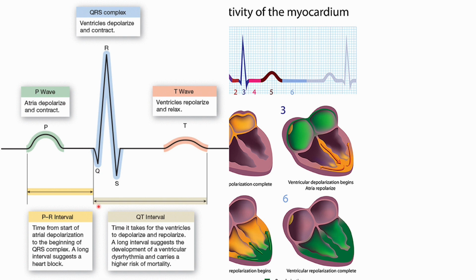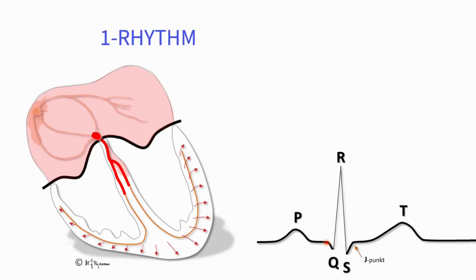Now the PR interval, guys, is everything taking place from the SA node all the way until the atria are depolarized, and the QT interval represents ventricular action potential all the way from depolarization to repolarization.